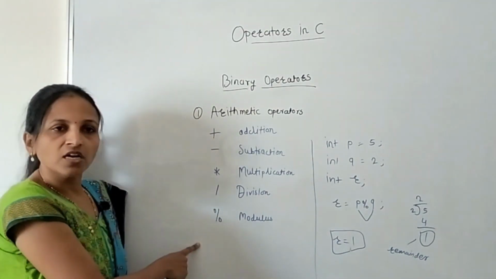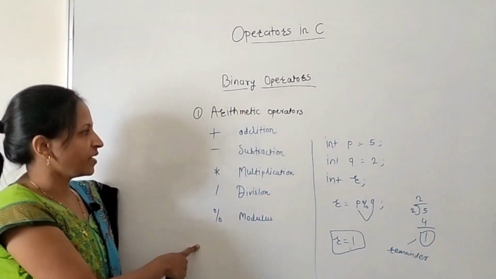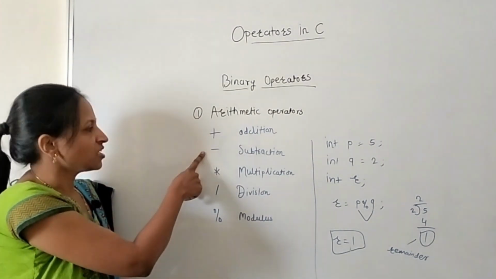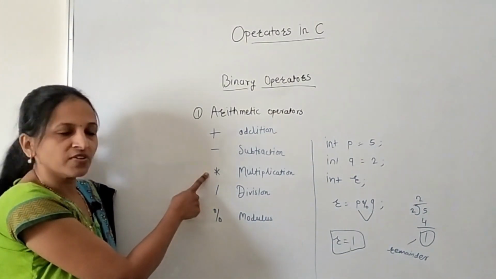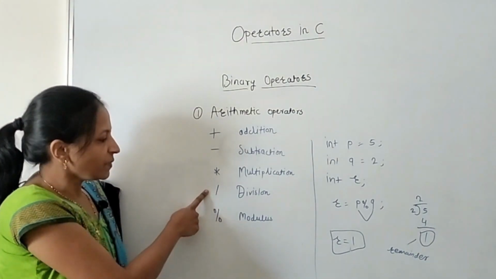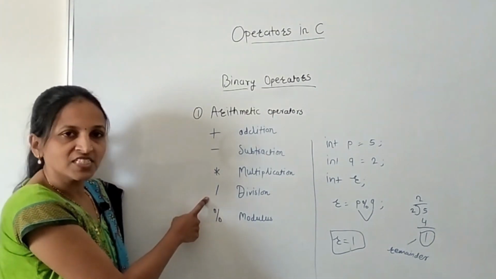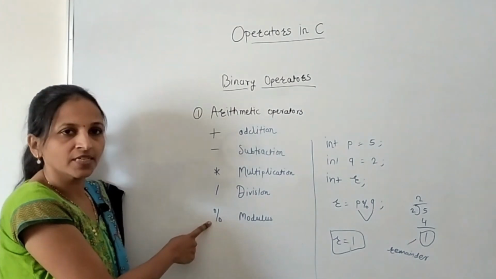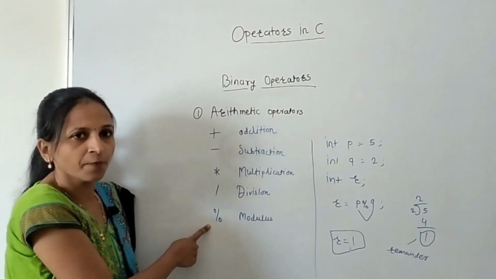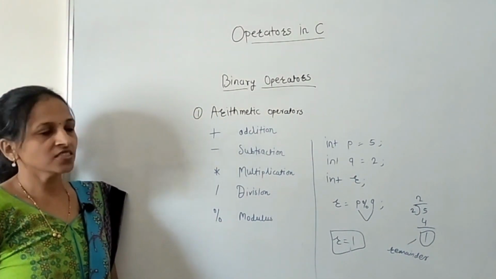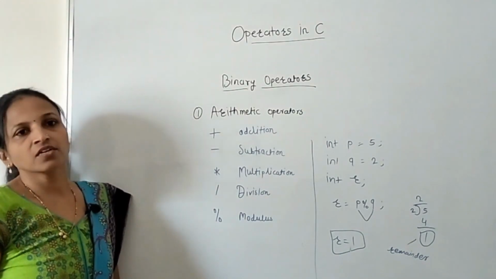These are all arithmetic binary operators. Plus is used for addition, minus for subtraction, this asterisk is for multiplication, this forward slash is for division, and this percentage operator is the modulus operator in C language. These are all arithmetic operators.